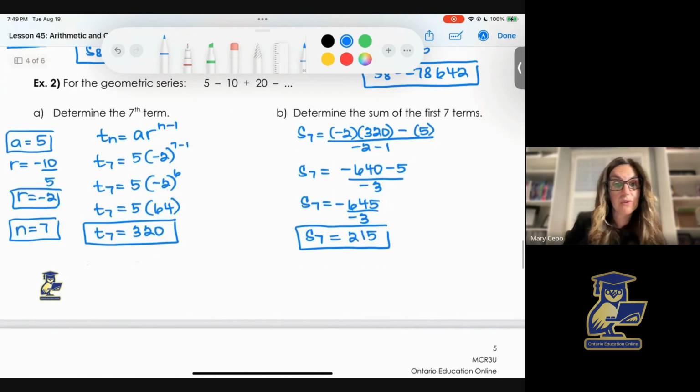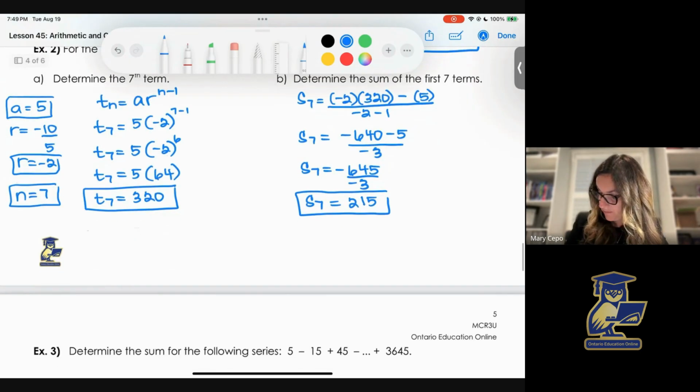We could have used the original formula as well. It doesn't really matter. Either of the two can be used, depending on the information you're given. In this case, we're given the first term and the last term, because we were given that 7th term, so we can use either. However, if you're not given that last term, then you can only use the first version.